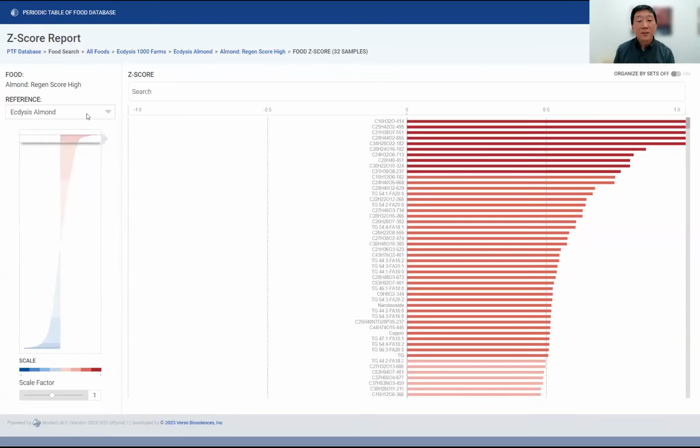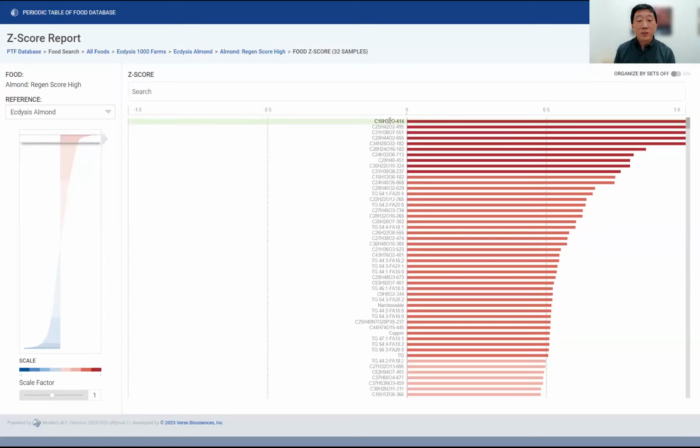Over here on the left, we can control what we're comparing the highly regenerative almond samples to. And in this case, it makes sense to compare it with all of the almond samples in the Ag2Nut experiment. In the center panel, this shows individual compounds that we've measured in our high almonds group. And I'll point out that there are some compounds here that are identified by chemical formula only.